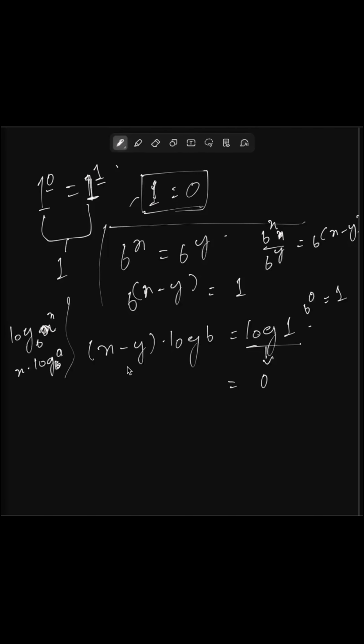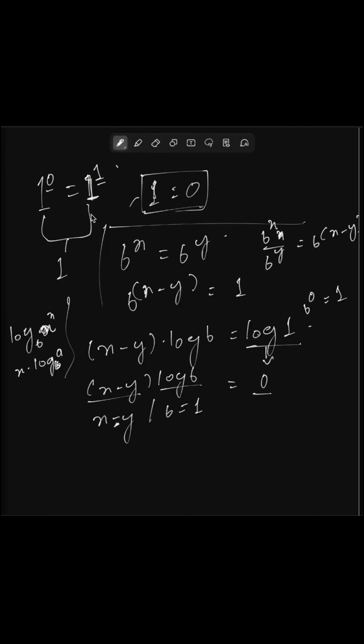So now for this expression, x minus y multiplied by log b to equal 0, we need to have any of these two terms equal to 0, right? If any of these two become 0, then we will have this whole expression equal to 0. And for that to happen, we need x equals y or b equals 1. Then only this whole expression can be 0, right?